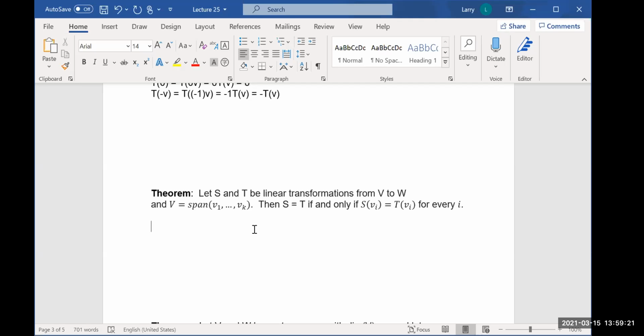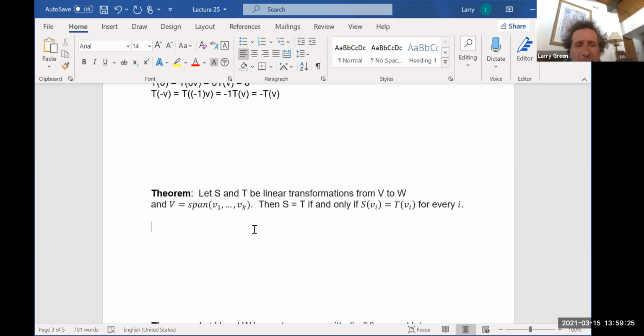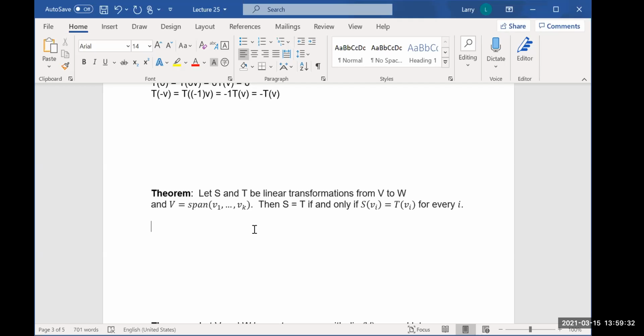Do proofs 1 and 2 for both S and T. We're not proving these are linear transformations. We're given they're linear transformations. So you don't need to prove 1 and 2. Does that make sense?